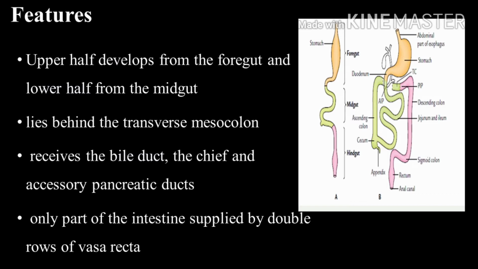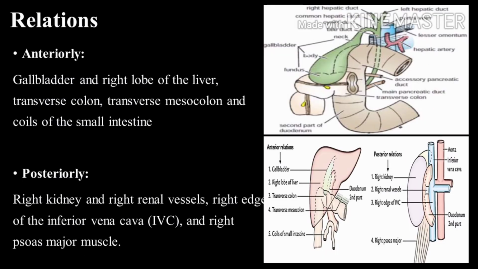It receives the bile duct and the chief and accessory pancreatic ducts. It is the only part of the intestine supplied by double rows of vasa recta arising from the anterior and posterior pancreatico-duodenal arterial arcades. Relations of the second part of the duodenum: anteriorly, the gallbladder and right lobe of the liver, transverse colon, transverse mesocolon and coils of the small intestine.